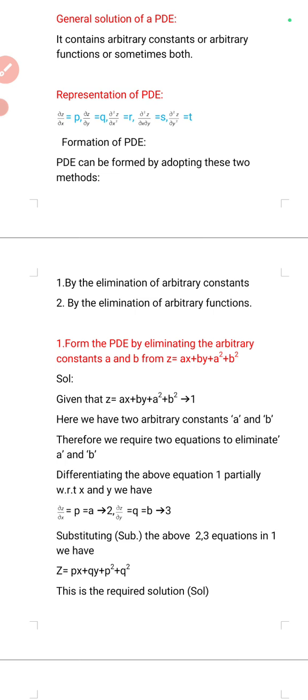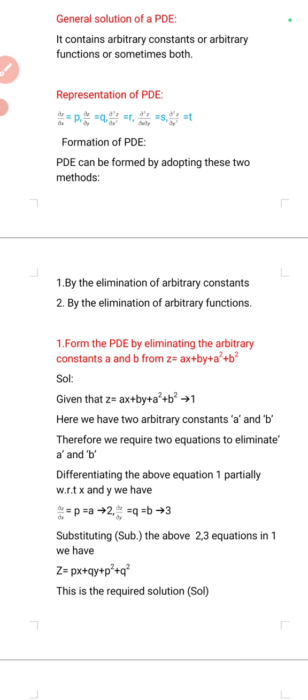So, what do we obtain finally? ∂z/∂y equal to b. But what is the value of ∂z/∂y? It is nothing but q. Therefore, q is equal to b. So, nicely we can eliminate the constants a and b, and in their respective places what can we write? p and q. So, what does our partial differential equation become now? z is equal to px plus qy plus p square plus q square.